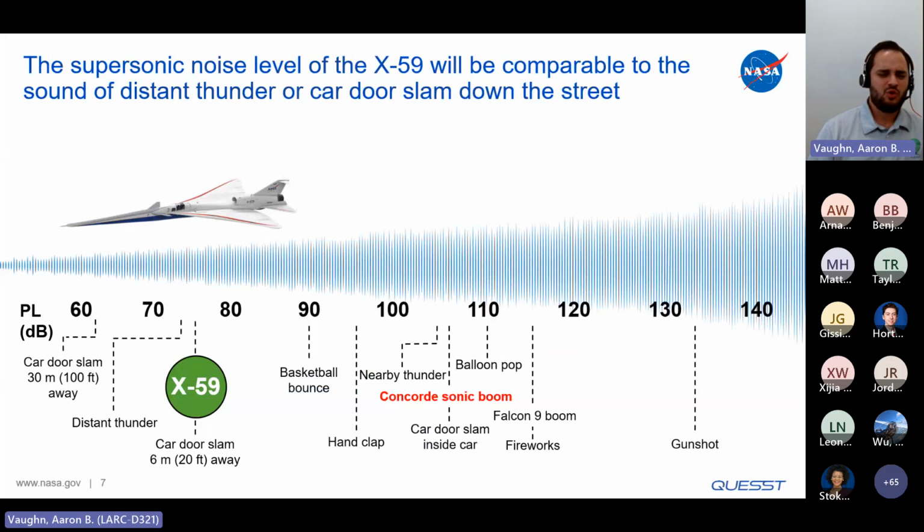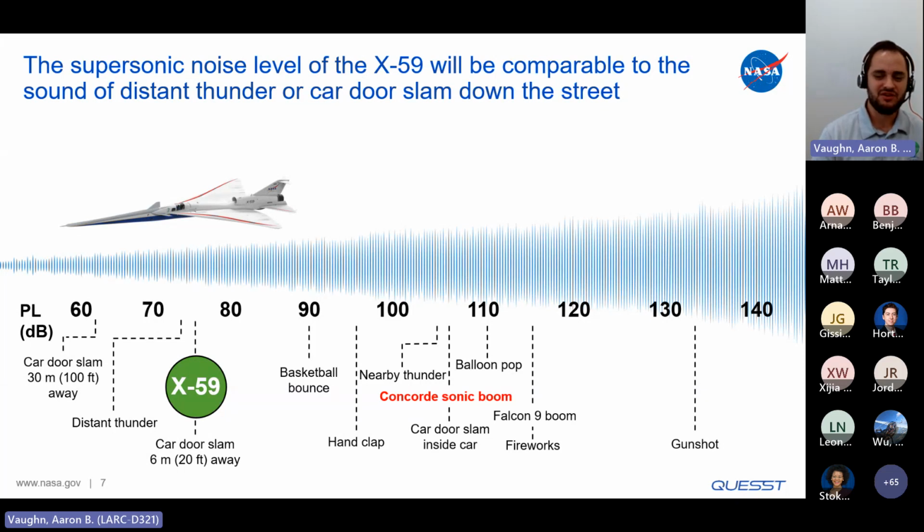So just how quiet will the X-59 be? In terms of the sound thermometer pictured here, we have the unit of perceived level, which is a candidate metric in decibels for human response to sonic booms. The X-59 is designed to be about 75 dB, and it's meant to be typical of future supersonic airliners as well. This is comparable to the sound of a car door slamming down the street or distant thunder. Something you'll probably hear, but it's not something that should startle or alarm you.